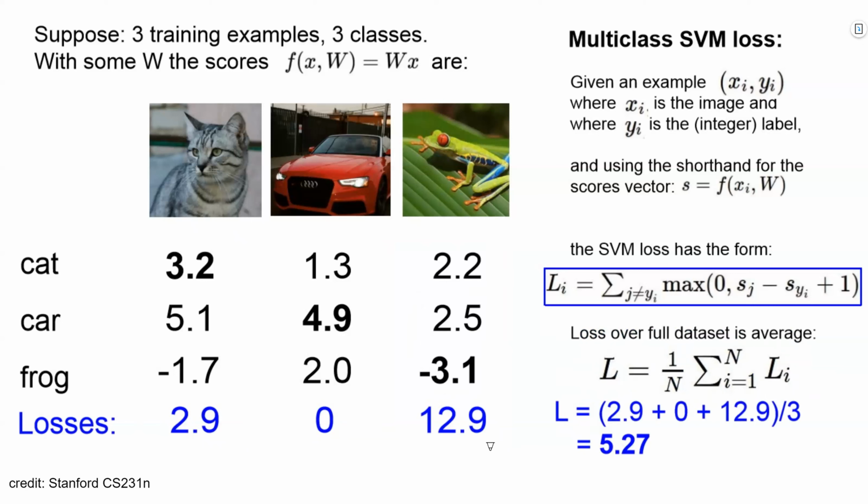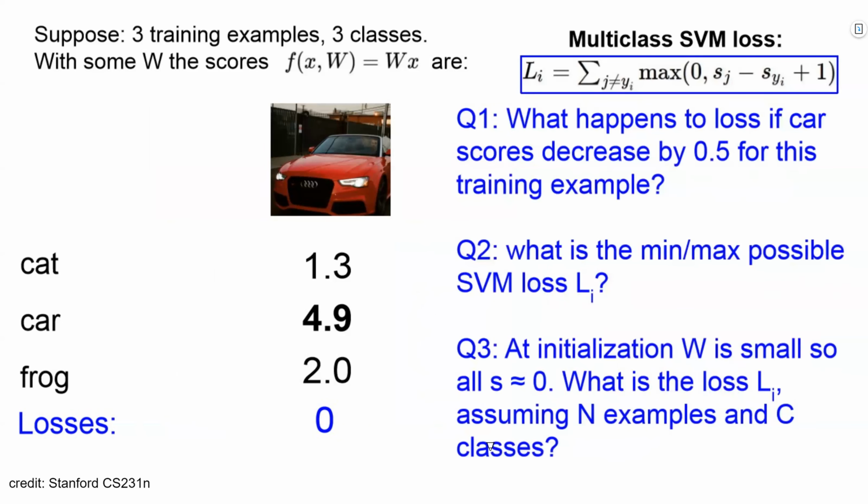All right, that was multi-class SVM loss. And here are some questions I want to give you to deepen your understanding of the SVM loss. What happens to loss if car scores decreases by 0.9 for this training example? So it was originally 4.9, but what happens if it becomes 4.4? And the second question is, what is the minimum and maximum possible SVM loss?